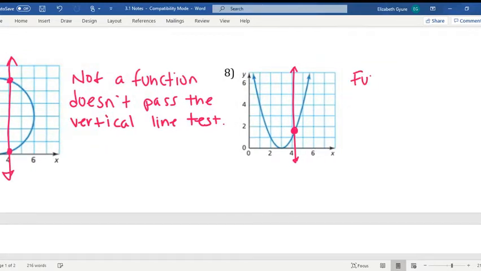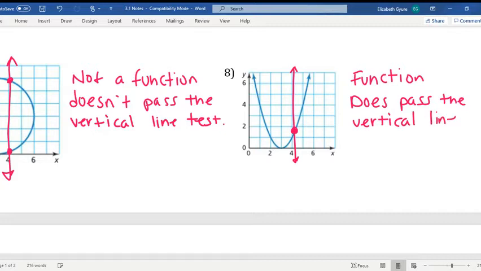So function, it does pass the vertical line test. Good.